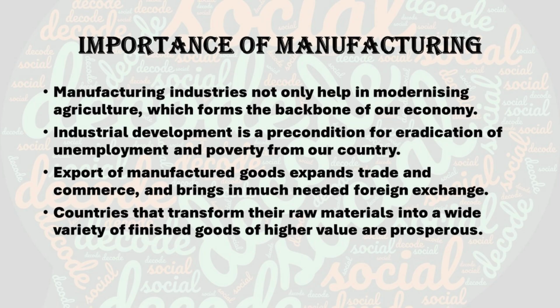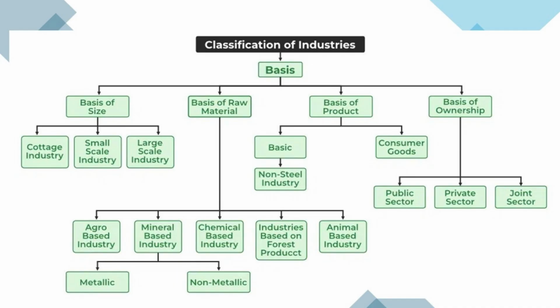The next topic is about the classification of industries. Industries can be classified in different ways. Let's understand the main types. First thing is on the basis of raw materials. On the basis of raw materials, industries are classified into two types. One is agro-based industry and the next one is mineral-based industry.